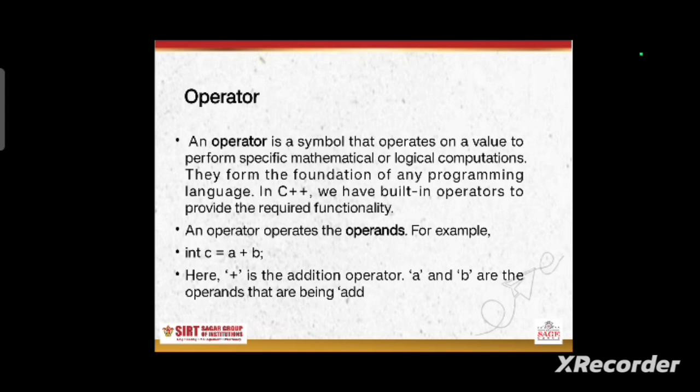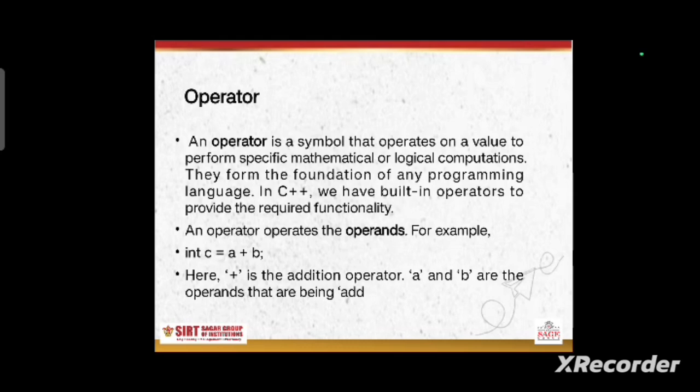So in this there is one thing which is called operators. As we all know, operators are mathematical symbols that we use whenever we have to perform any expression, or when we have to do any mathematical work. Same as here in C++ language, we use different types of operators. An operator is a symbol that operates on a value to perform a specific mathematical or logical computation. They form the foundation of any programming language. In C++, we have built-in operators to provide the required functionalities. An operator operates on the operand.